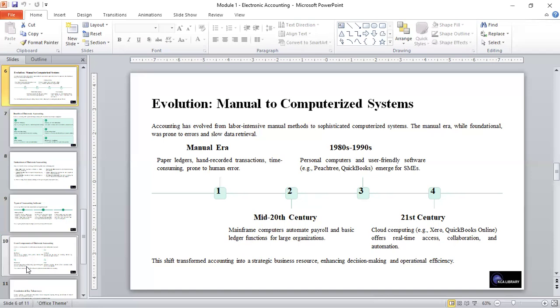And we have the current one, which is the 21st century period, which is characterized by cloud computing. Examples of this are Xero and QuickBooks Online, and they offer real-time access, collaboration, and automation for organizations using it. And this shift transformed accounting into a strategic business resource, enhancing decision making and operational efficiency.